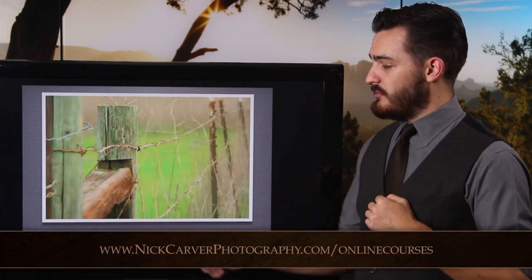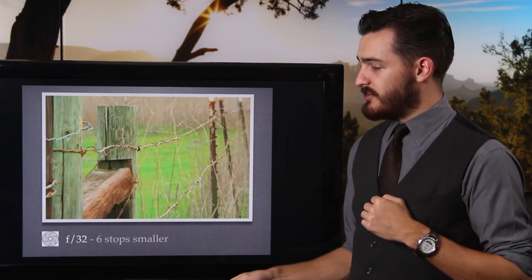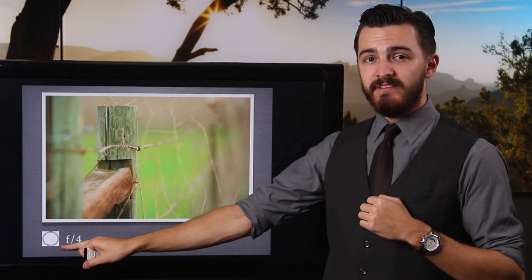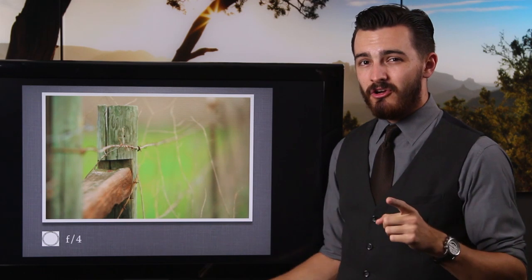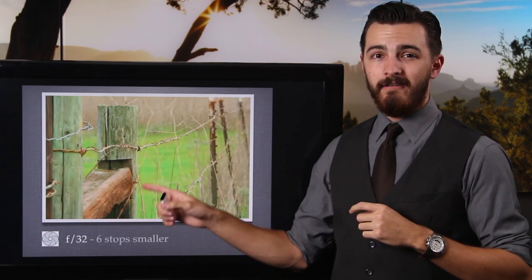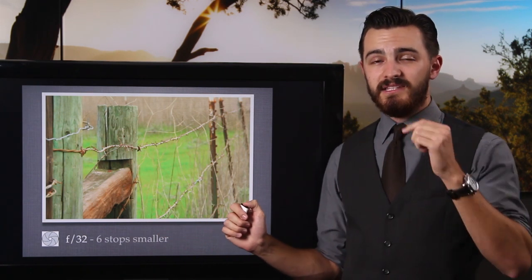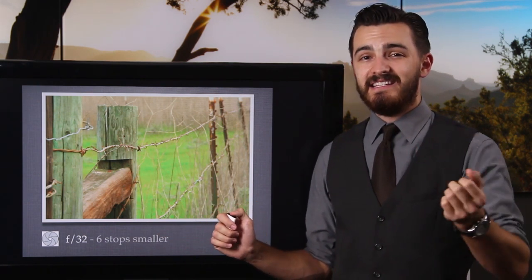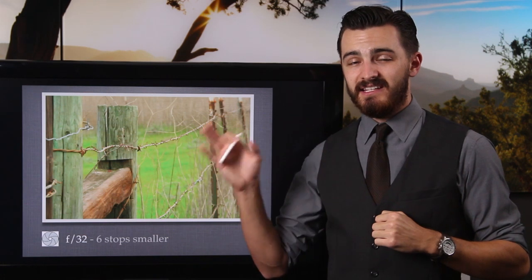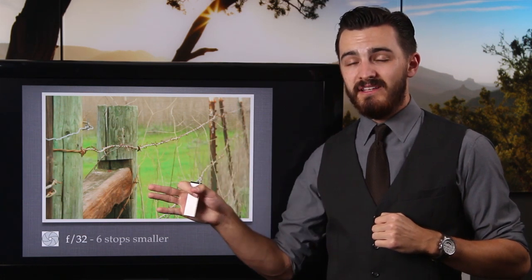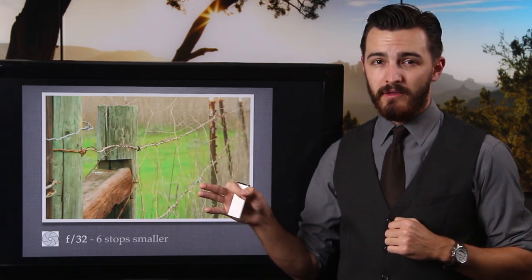So by changing from f4 to f32, 6 stops smaller, my shutter speed would have to go from 1/250th to 6 stops longer at 1/4. That's what my shutter speed would come out to here. If I take away 6 stops on the aperture, I got to add 6 stops on the shutter. And 6 stops longer from 1/250th is 1/4.